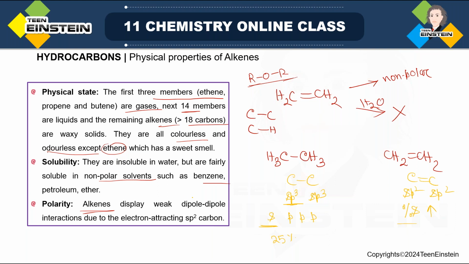So you can expect some dipole-dipole interaction, but that is very weak compared to the carbon in case of alkane. Because of this sp2 hybridization, comparatively there will be some weak dipole-dipole generation. So in terms of polarity, we can say alkenes are slightly more polar than alkanes.